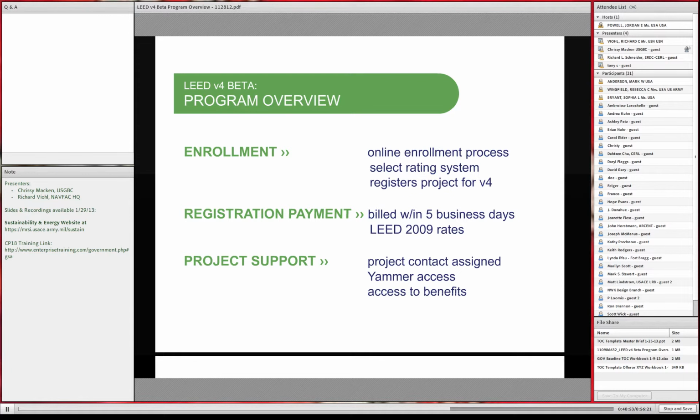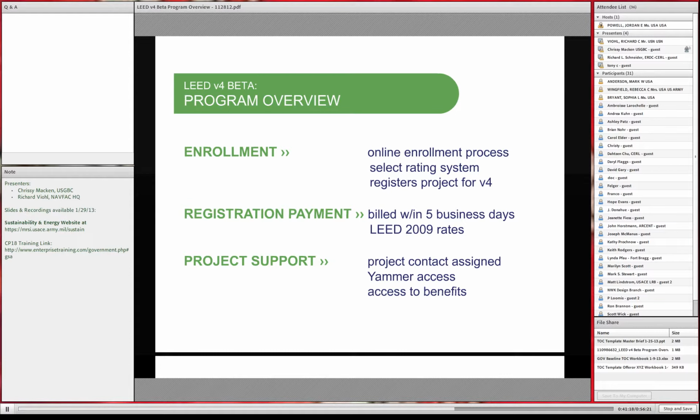So essentially the way that this works is, for beta, we wanted to have a space where our project teams could not only engage with themselves, but also engage directly with all of the other beta projects, as well as directly with USGBC staff. And so Yammer is essentially Facebook for business, and there are a lot of great features to it that you have access to as you enroll.